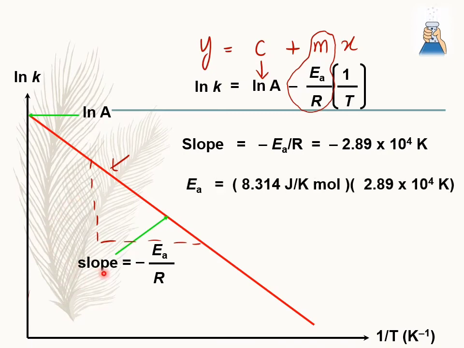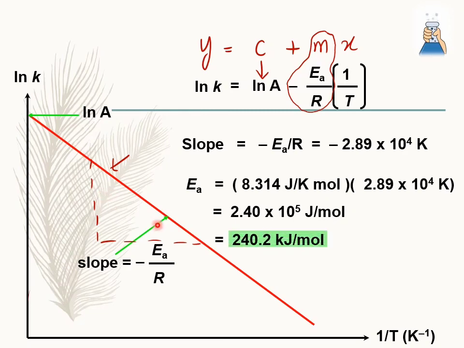Okay, kemudian awak relatekan balik. Kita tahu slope dah dapat. So EA over R, R kita bawa naik atas. So kita tahu R adalah 8.314. So darabkan dengan slope yang kita dapat tadi. And then you will get the activation energy. So 2.4 darab 10 kuasa 5 joule per mole. Okay, so kalau you nak leave your answer like this pun okay, sebab dalam soalan tak mention sama ada dia nak dalam unit kilojoule atau joule. So kalau saya suka tinggalkan dalam kilojoule lah. So ini final answer saya. So dapat 240.2 kilojoule per mole.